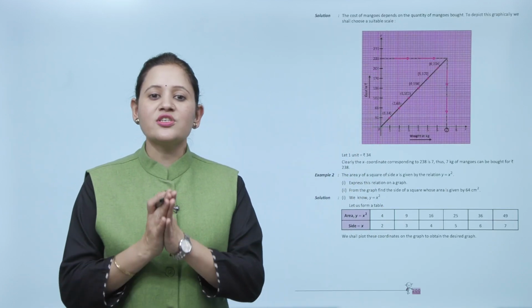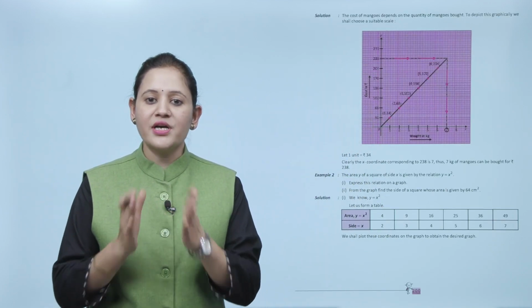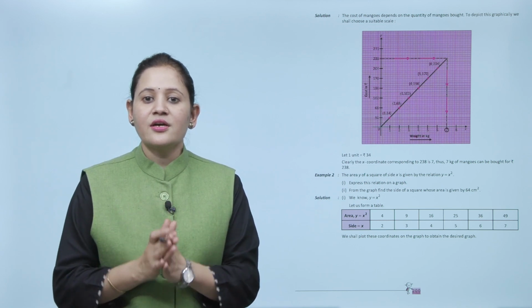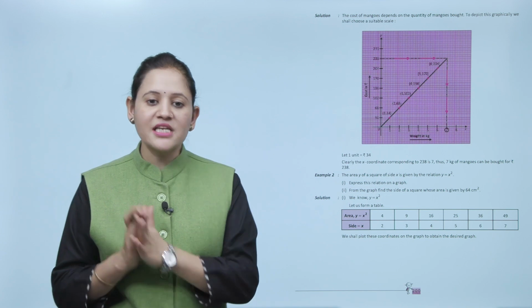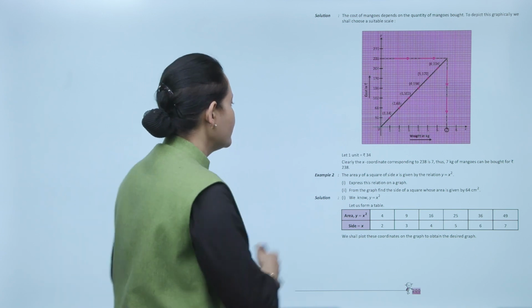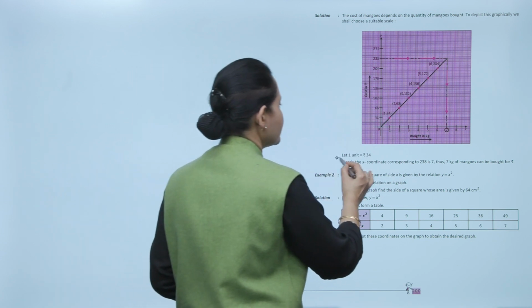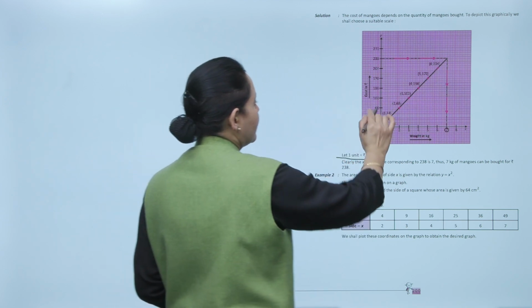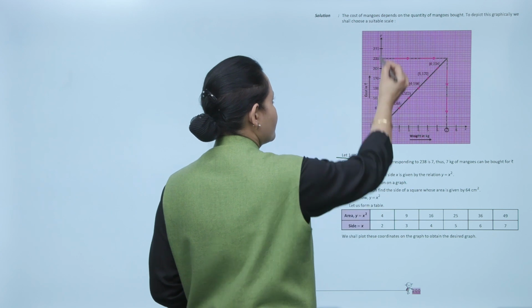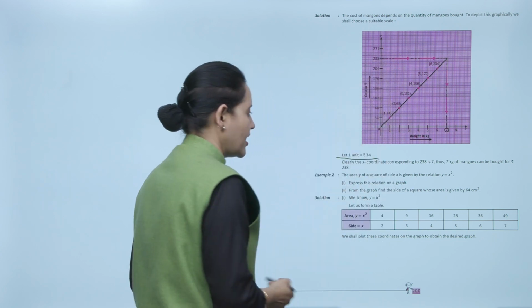Solution: the cost of mangoes depends on the quantity of mangoes bought. To depict this graphically, we shall choose a suitable scale. So our scale is 1 unit equals rupees 34. 1 unit represents 34. So taking a gap of 34, we will draw it in this way.